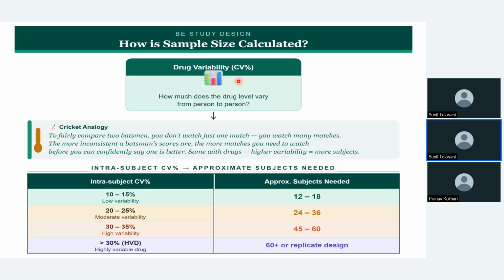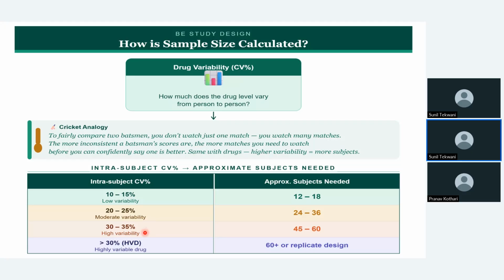So within the same subject also, within myself also, it is showing different concentrations. That property is known as intra-subject variability, or in statistical terms, it is known as intra-subject percent coefficient of variance. Okay. So if the intra-subject variability is high, you have to keep a high number of subjects.